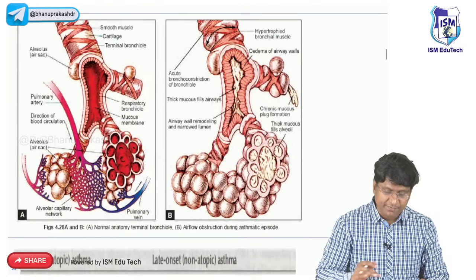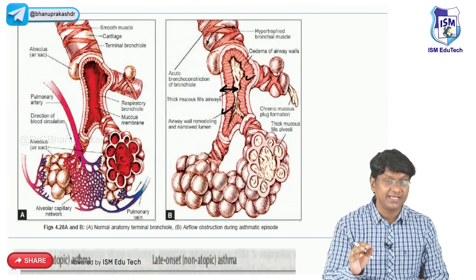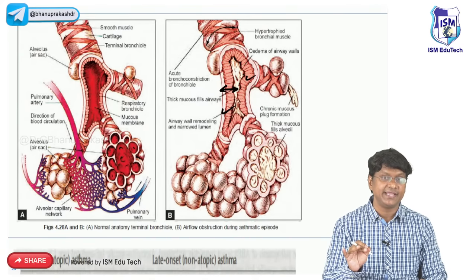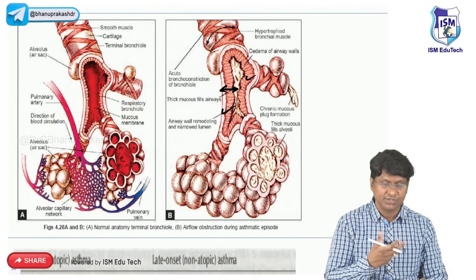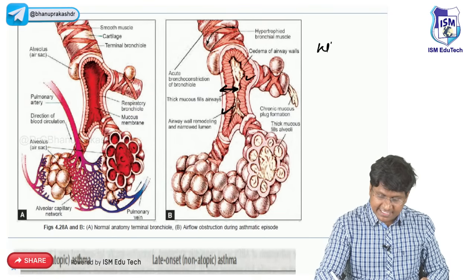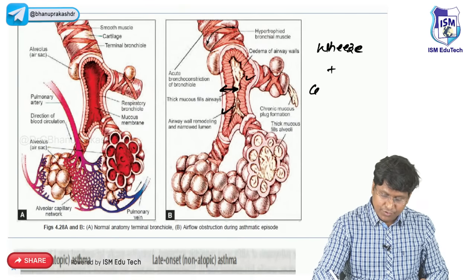Now, in patients with bronchial asthma, if you look at the airways, they are thick and inflamed, and these airways contain abnormal substances. You will have wheeze because of the thickening of the airways. The classical presentation in bronchial asthma is wheeze. Along with wheeze, you will have cough with expectoration.